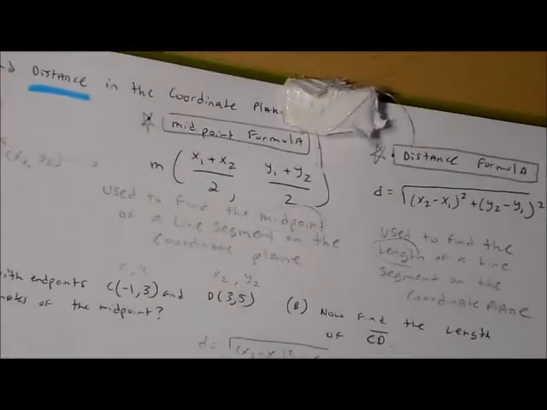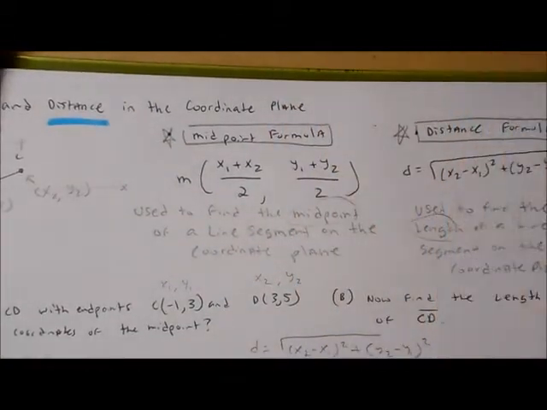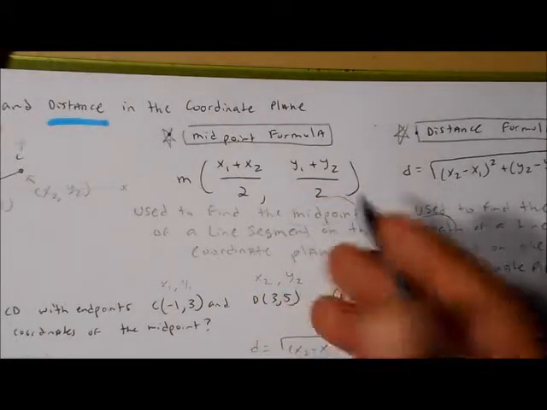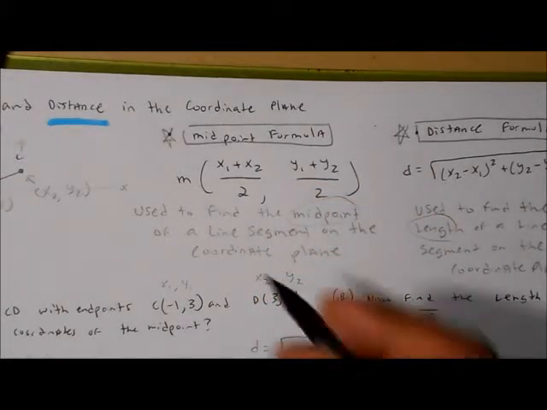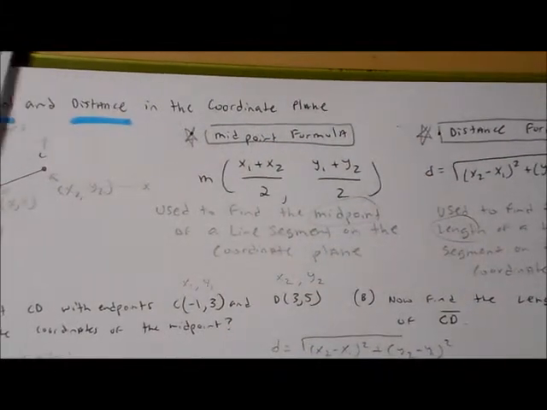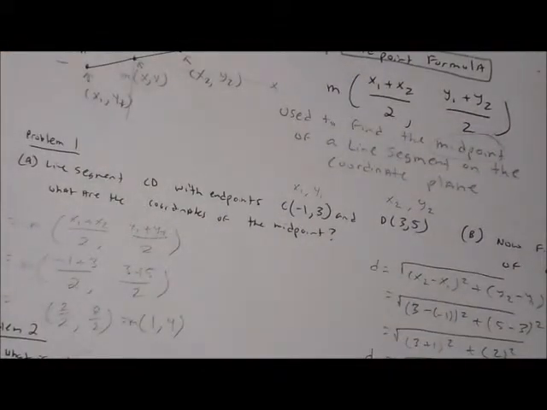Now, those are the two main examples. Hopefully you were able to understand what distance and midpoint usually find. Distance deals with the length from one point to another point. Midpoint deals with finding the exact middle of a line segment. Okay, so that's pretty much it for midpoint and distance.